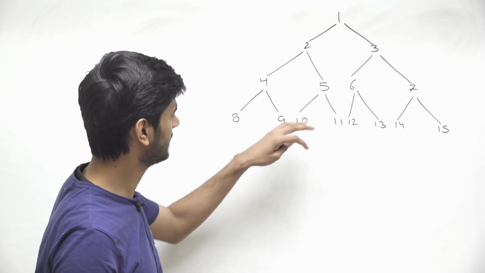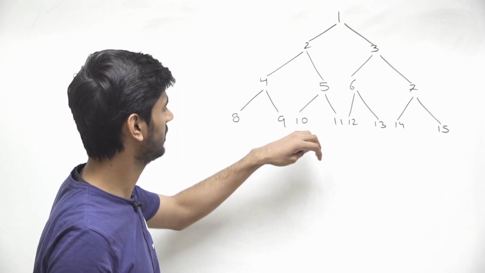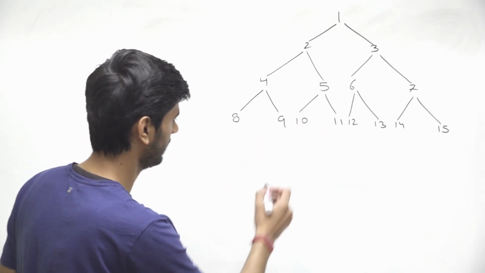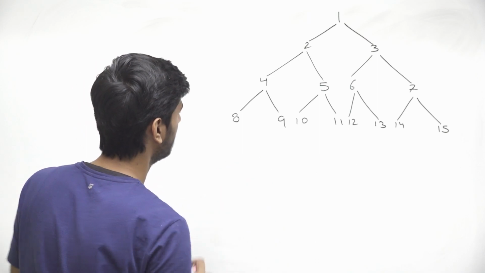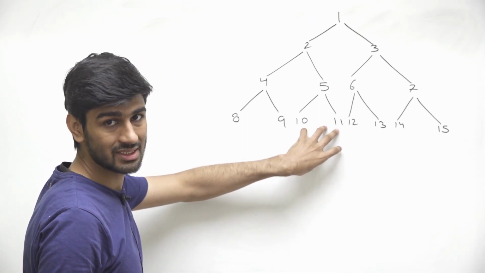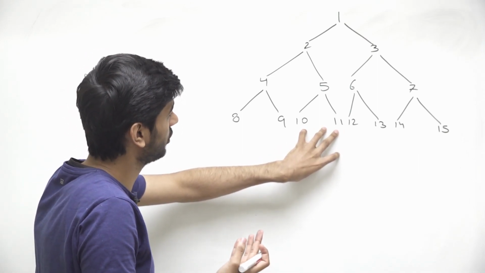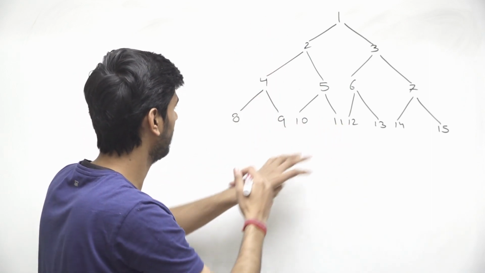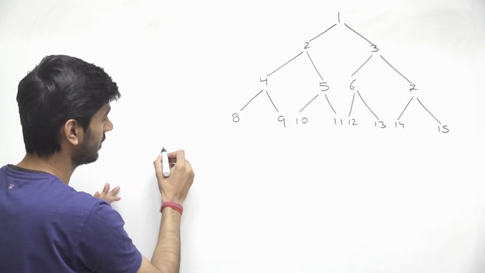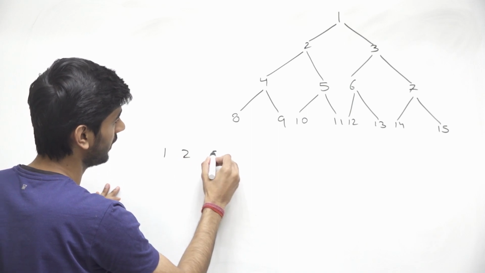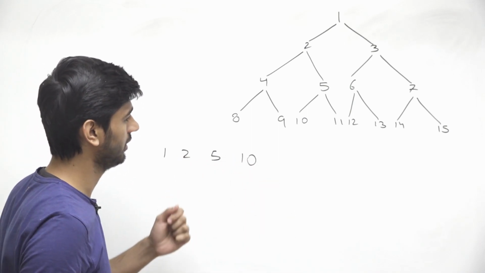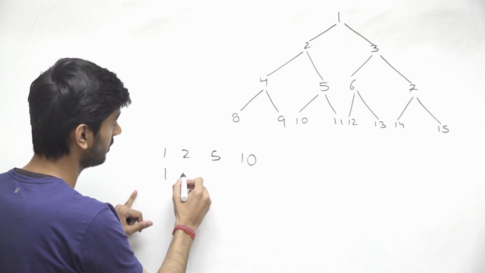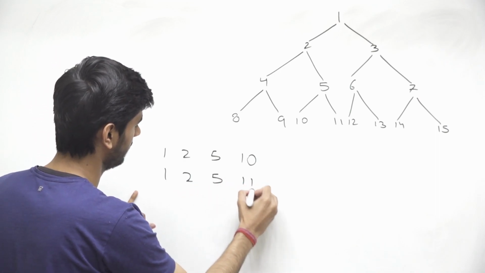So let's take an example. Let's say we want to find out the LCA of 10 and 11. To find the lowest common ancestor, we can try to track the ancestors of 10 and 11. The ancestors of 10 are 1, 2, 5, and then 10. And for 11 we have 1, then 2, then 5, and then 11.